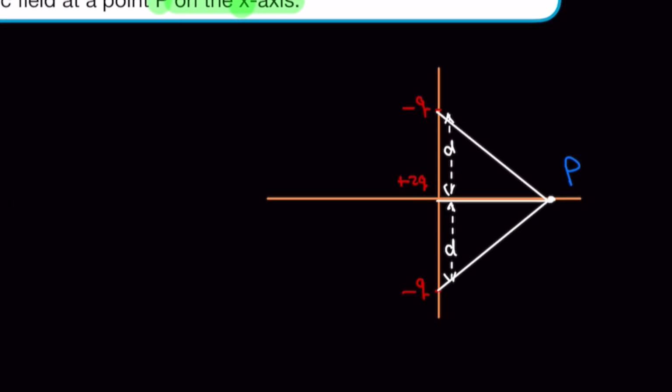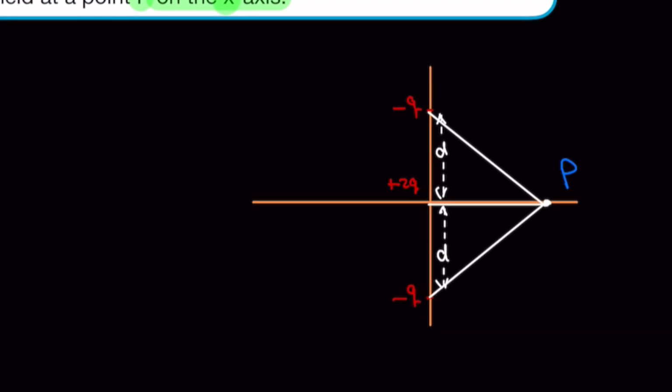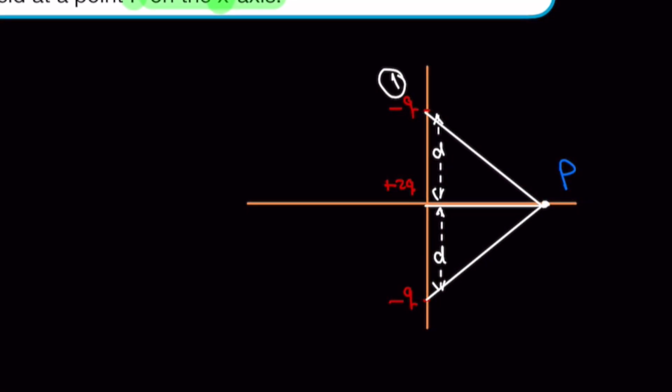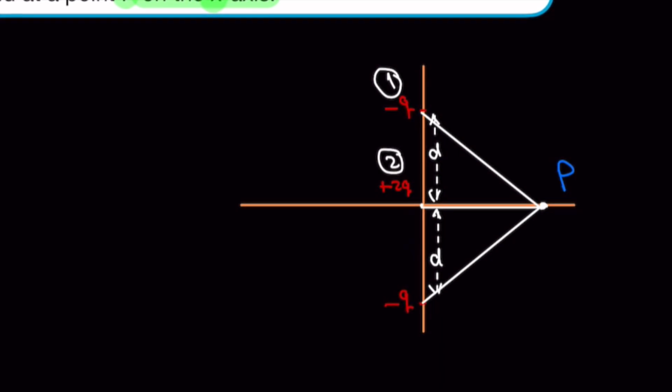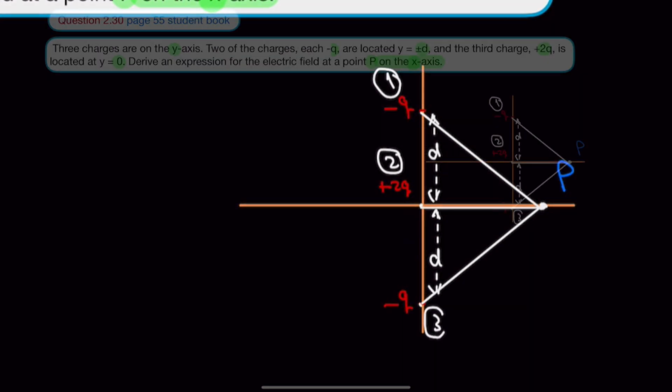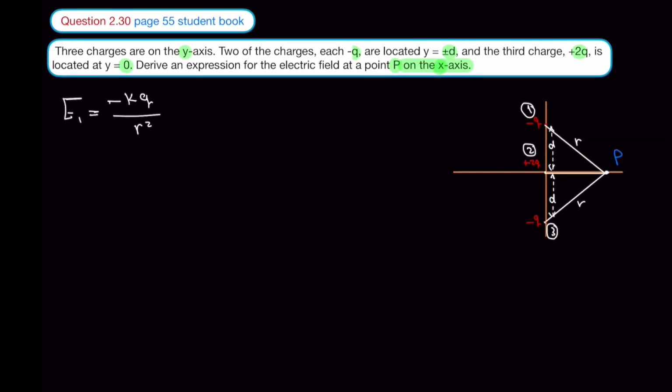So let's name negative q, this one, as point 1, and here we have point 2, this one, and here we have point 3. So E1 equals negative kq over r squared. Here r is this distance, and the same in this distance.